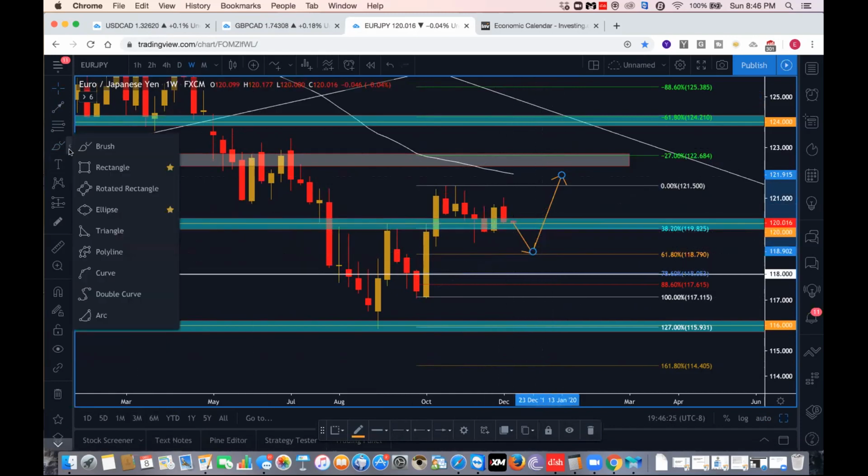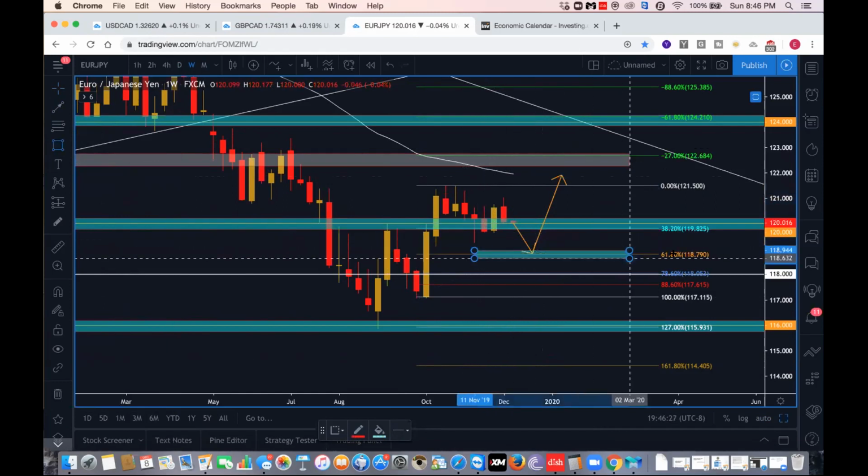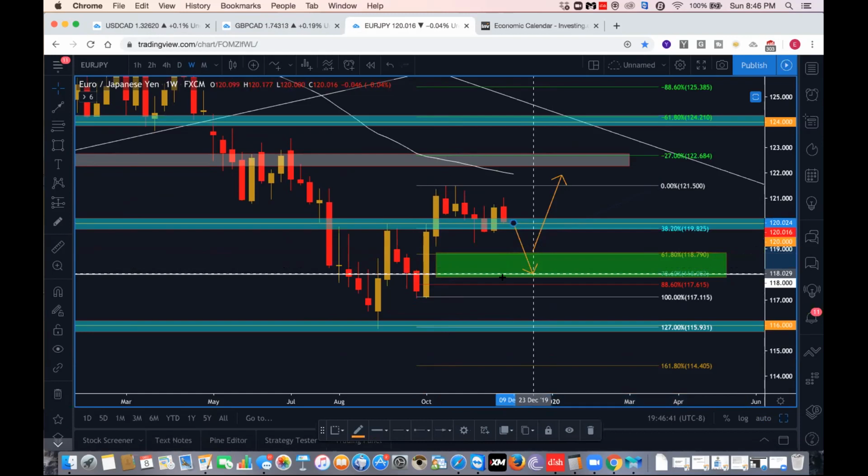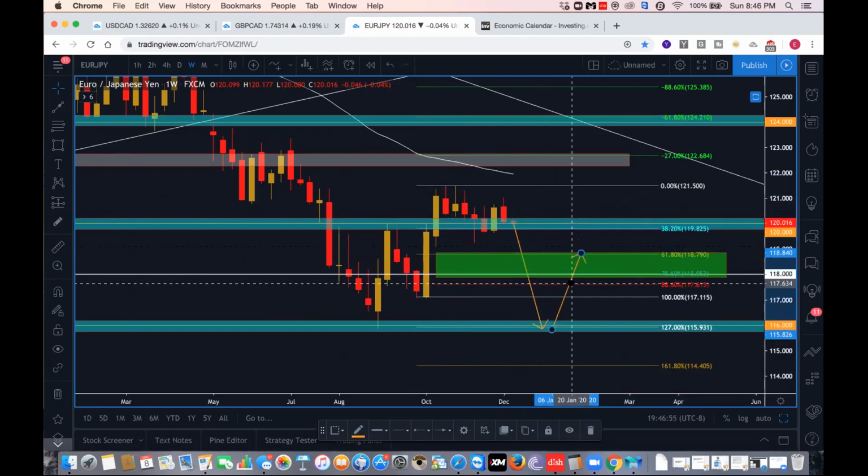So anywhere around here is good for me, because even if price breaks below, let me just change the color for this real quick. So even if price breaks below the 61.8 but pushes down to even, let's say, 118, this is still valid for a possible bullish move. Price will need to take out 118 support and also break below this previous bullish engulfing pattern for the bears to be highly favored still. Even though we're still in a bearish overall trend, I would need to see something like that to happen.